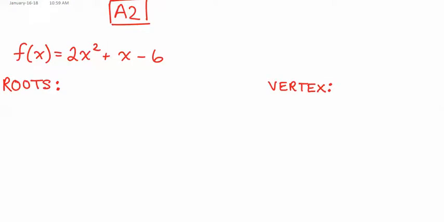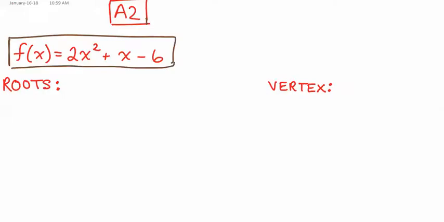Okay, it's a video on A2. So A2 is all stuff about quadratics, kind of a recap from grade 10 math. So if you take a quadratic function like this one, you should be able to find the roots, the vertex, the y-intercept, any key features that you might need in order to graph it or describe certain features about the graph.